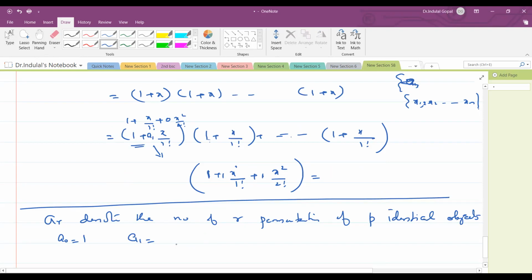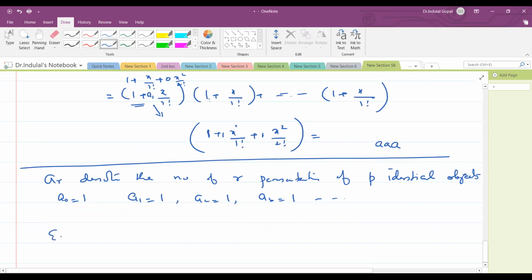1 permutation ഒരു way ചെയ്യാൻ പറ്റും. A2 is the total number of 2 permutations of P identical objects. രണ്ട് സെയിം ഒബ്ജക്റ്റിനെ എത്ര വേസിൽ പെർമ്യൂട്ട് ചെയ്യാം? ഒറ്റ വേസിലെ പെർമ്യൂട്ട് ചെയ്യാൻ പറ്റും. ഇങ്ങനെ ഒരൊറ്റ പെർമ്യൂട്ടേഷനേ ഉള്ളൂ. A3, number of 3 permutations of P identical objects. That also can be done in only one way. So A3 is 1, etc.